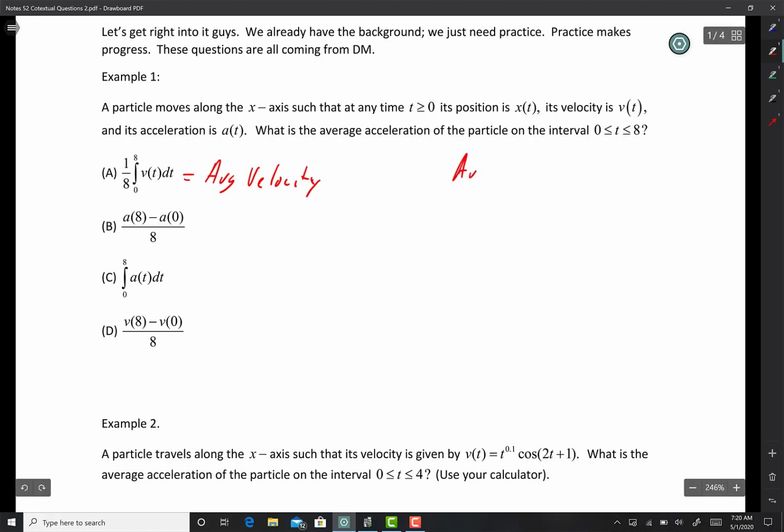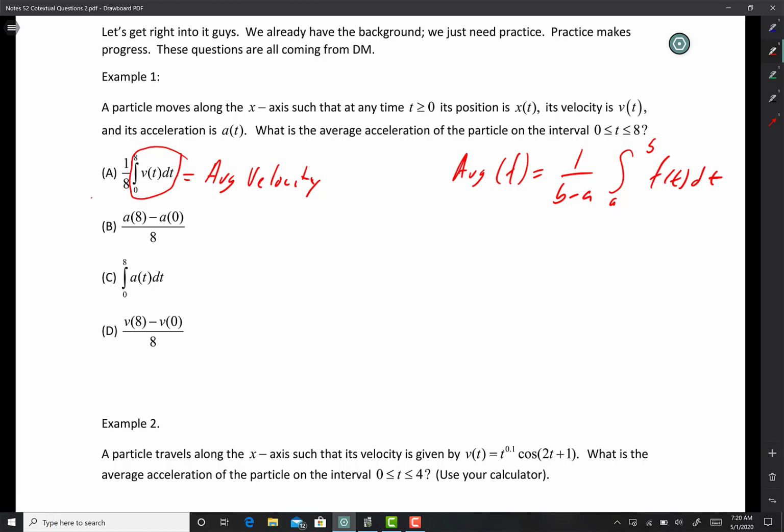If you remember from the past, we said average of f is equal to 1 over b minus a integral a to b of f of t dt, or f of x dx. And then why is this average velocity? Well, think about it. This right here gives you the displacement. And then you're going to divide that by 8. See? So displacement divided by 8, that is your average velocity, guys. That's your average rate of change of your position. So a of 8 minus a of 0, divided by 8, this is going to give you the average jerk.